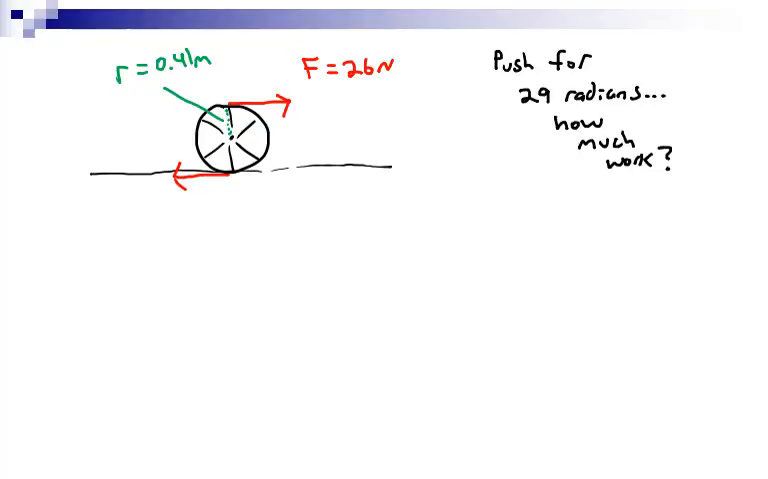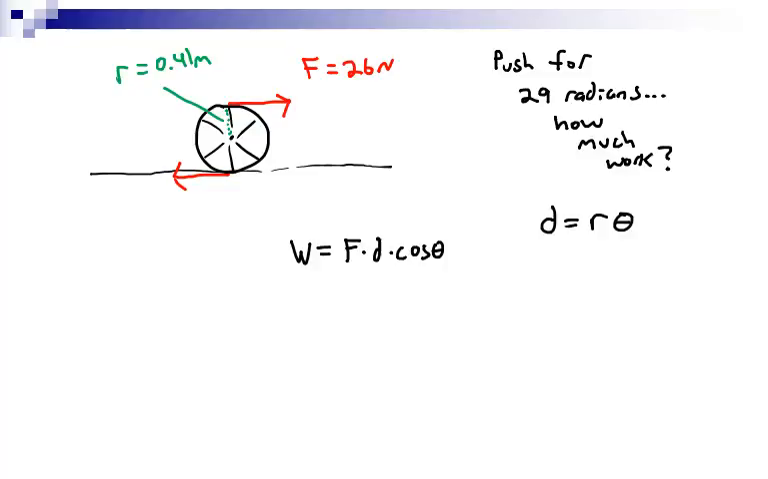All right, so now let's consider a situation here. We've got a force applied of 26 newtons, and let's say the radius is 0.41 meters. And let's say that we push this for 29 radians. How much work is done? So go ahead and use what we just reviewed there and calculate the work done, and then we'll go from there. So go ahead and pause the clip, and when you're ready to check, you can hit play.